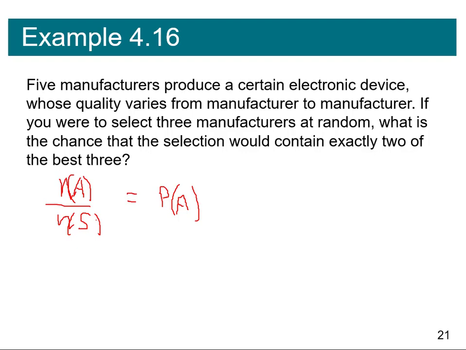Okay, so let's first read the problem. So it says that there are 5 manufacturers, and they produce an electronic device. And the quality is different at each manufacturer. So, there's going to be the best quality at one of them, and the second best at another one, and the third best at another one, and so on.